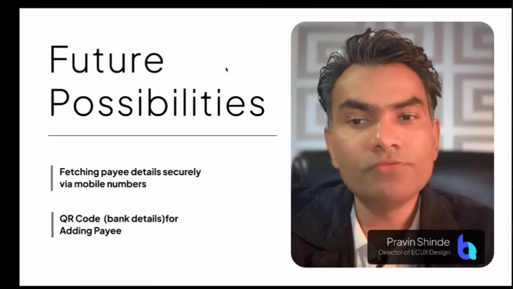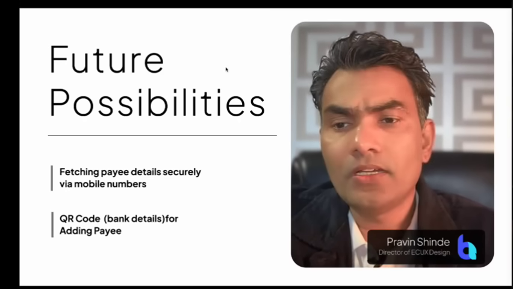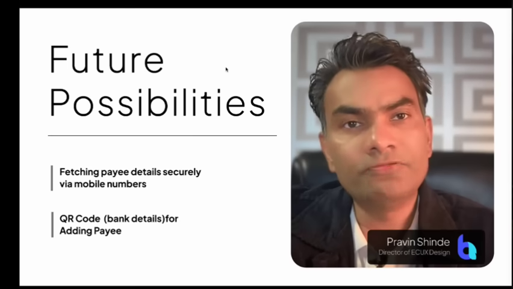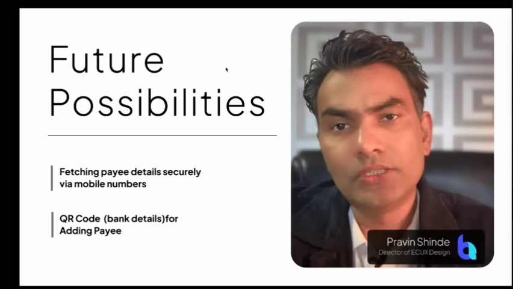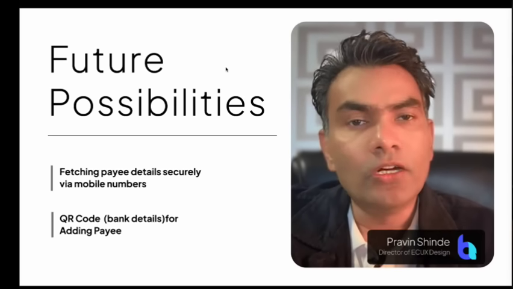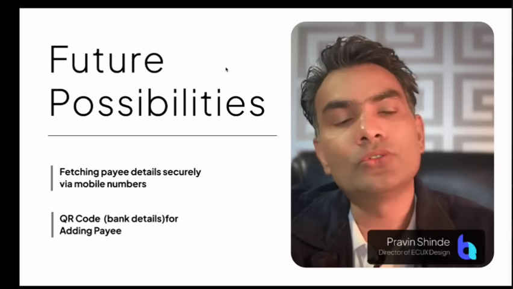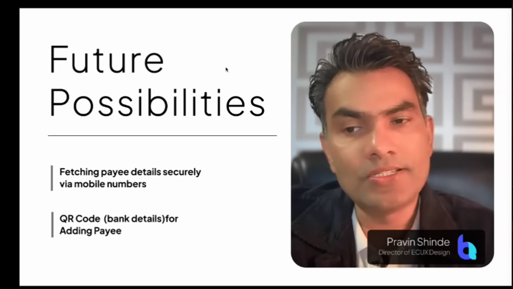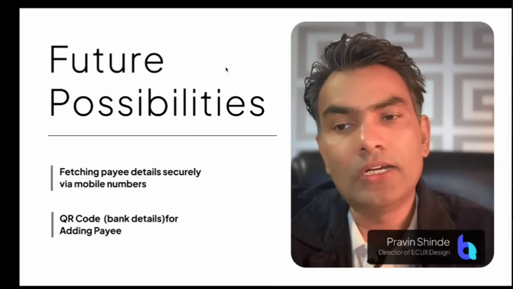So what are the future possibilities? Maybe banks could fetch payee details securely using mobile numbers. Of course, UPI is doing the same. If banks decide to do that, they could do this too. They would have to create a centralized database linking all the mobile numbers with the account numbers.